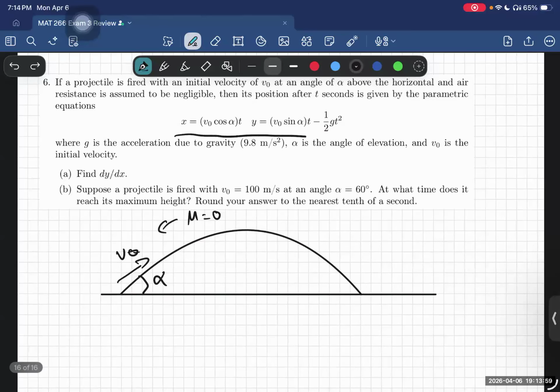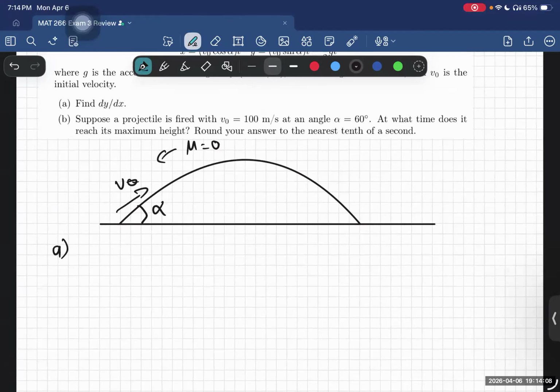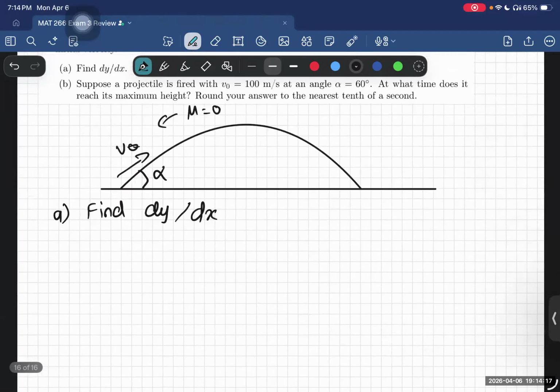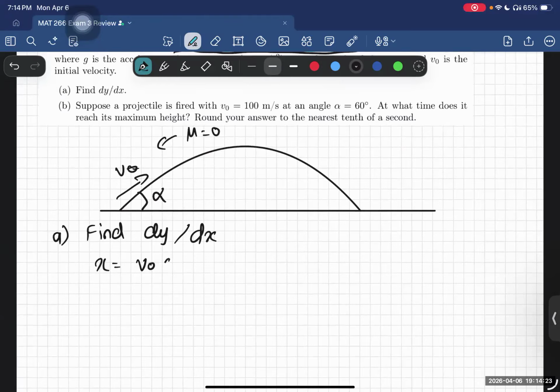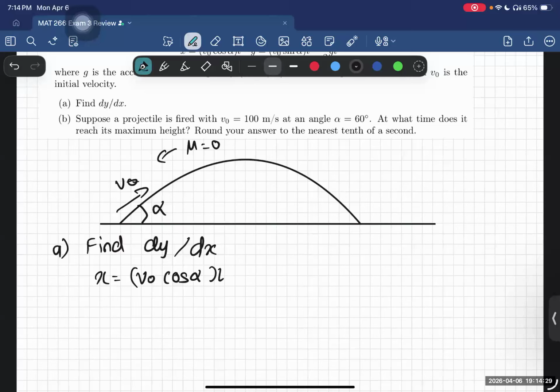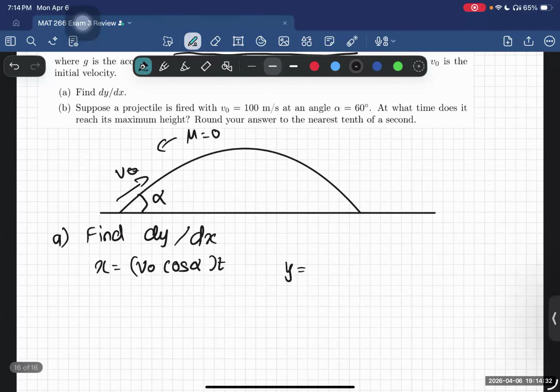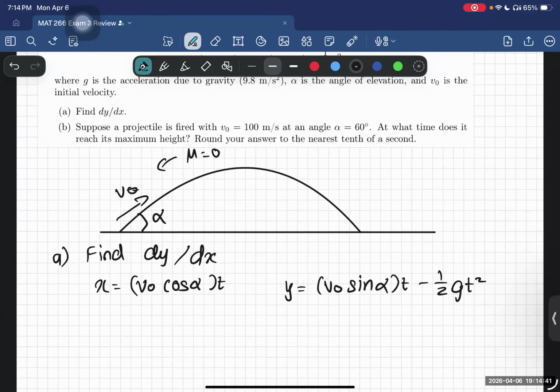Where g is the acceleration due to gravity, alpha is the angle of elevation, and v naught is the initial velocity. The first question is to find dy/dx. First of all, let's rewrite our equations. So x was v naught cosine alpha t, and my y value was v naught sine alpha t minus half g t squared.